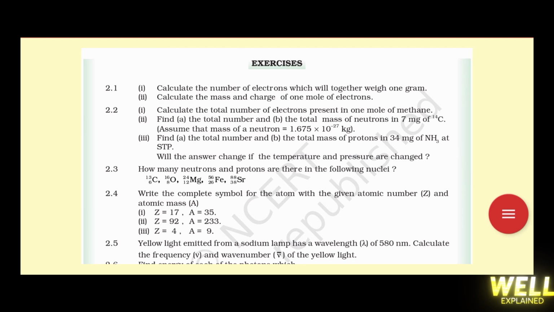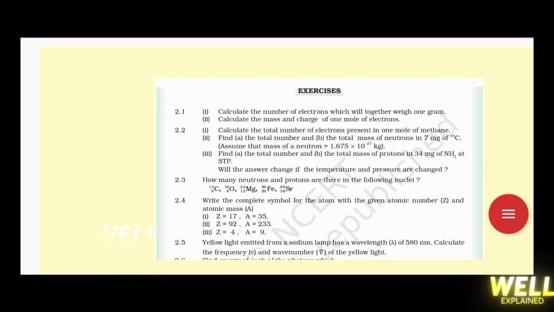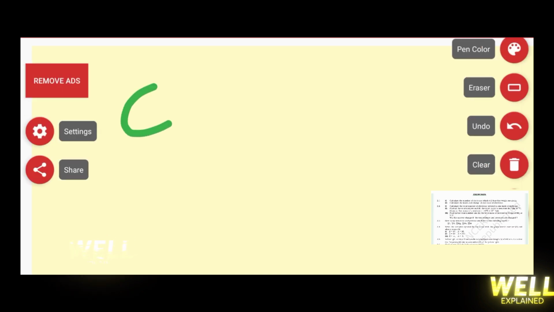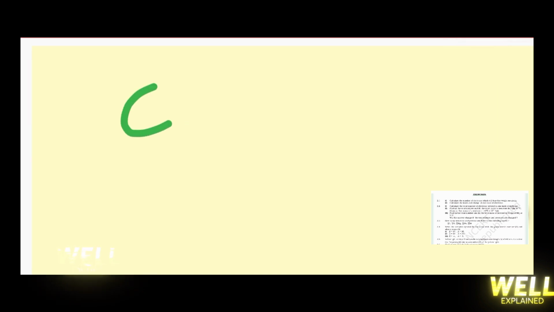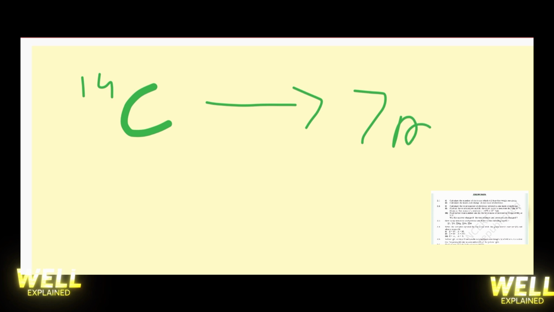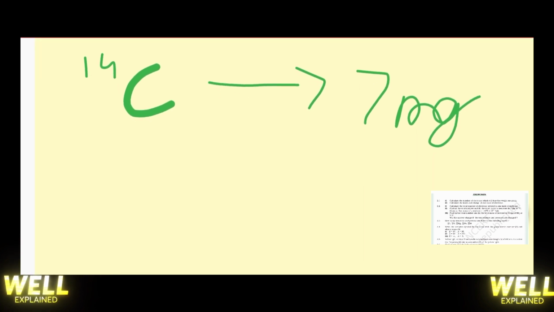The second part says find the total number and the total mass of neutrons in 7 milligram of carbon 14. Assume that the mass of neutron is 1.675 into 10 to the power minus 27 kg. So I have carbon 14. What I have to find? 7 milligram, total number and total mass of neutrons.